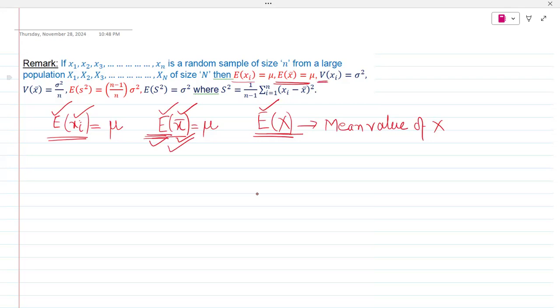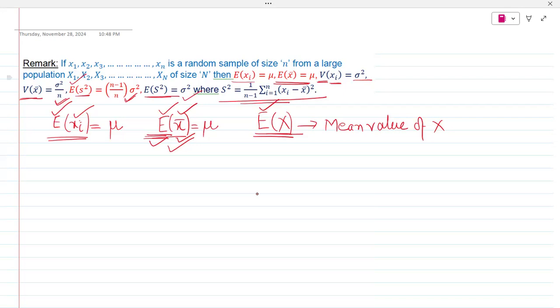V stands for variance: the variance of the ith sample observation is the population variance. And the variance of the sample mean is sigma square, the population variance, divided by n, the sample size. This small n is what we call the sample size. The expected value of sample variance is n minus 1 by n times the population variance. And what is capital S square? Here it is given: its expected value is sigma square.